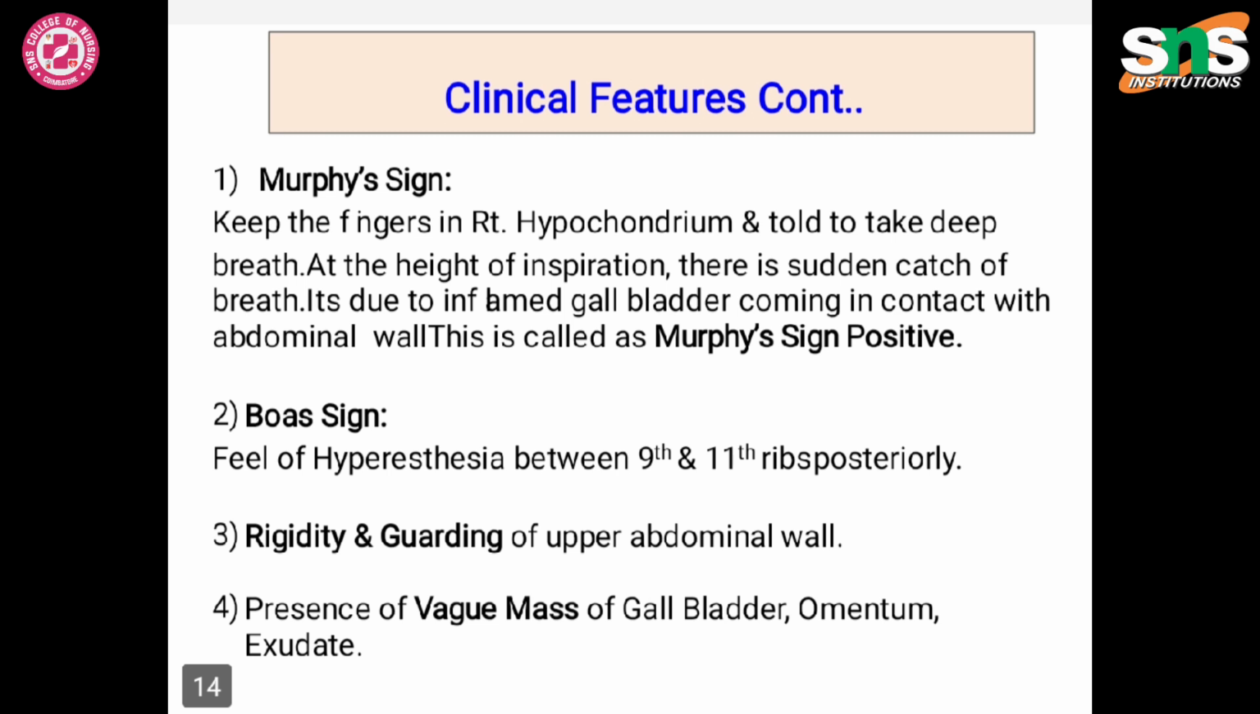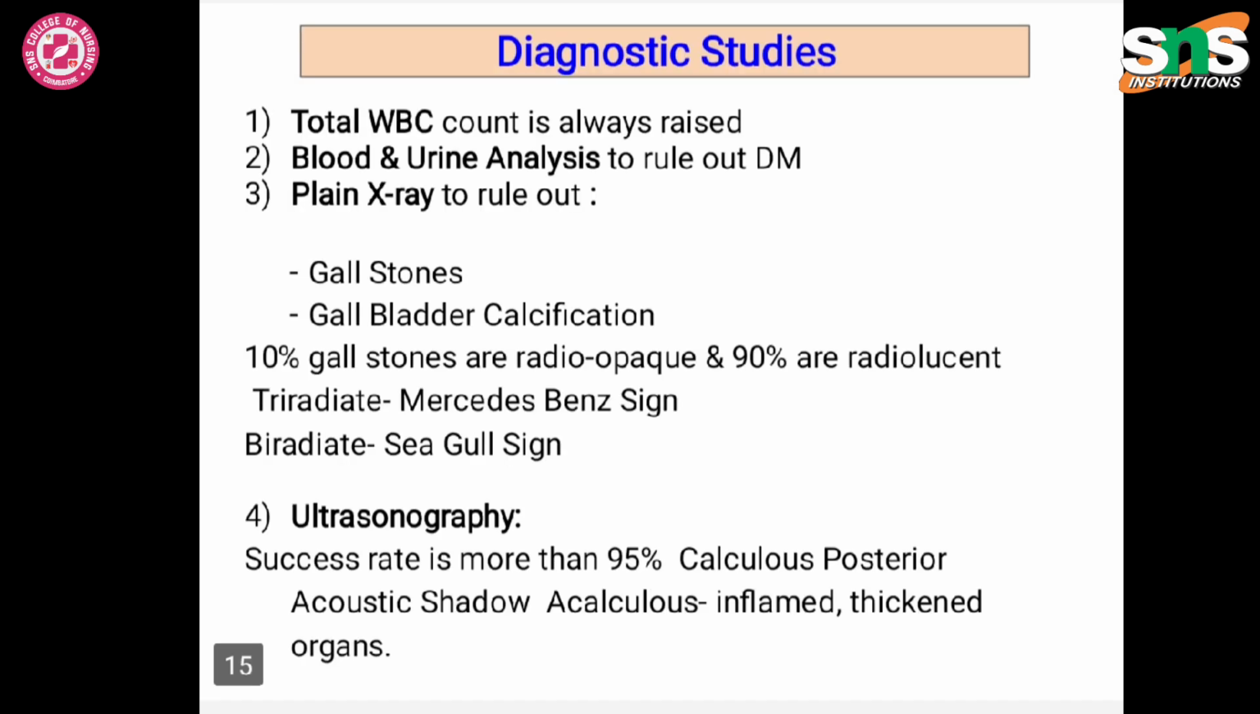So, Murphy's sign: keep the fingers in the right hypochondrium and tell the patient to take a deep breath. At the height of inspiration, there is a sudden catch of breath. It is due to the inflamed gallbladder coming in contact with the abdominal wall. This is called Murphy's sign positive. Boas sign: feeling of hyperesthesia between the 9th and 11th ribs posteriorly. Rigidity and guarding of the upper abdominal wall. Presence of a vague mass of gallbladder, omentum, exudate.